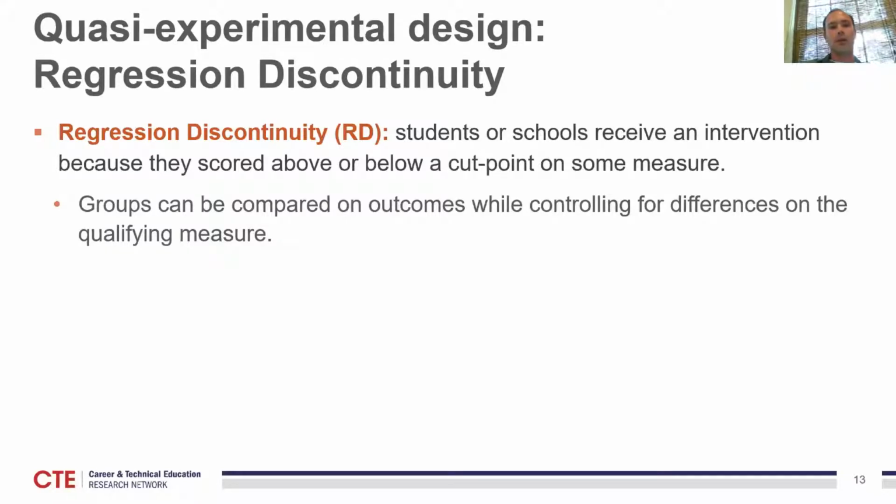So regression discontinuity, or RD, is a rigorous quasi-experimental design method for estimating intervention impacts in situations in which students or schools receive an intervention because they scored above or below a cut point on some measure. Those who do or do not receive treatment and score near the cut score can be compared on outcomes while controlling for differences on the qualifying measure. Again, we'll have a full presentation on this later.